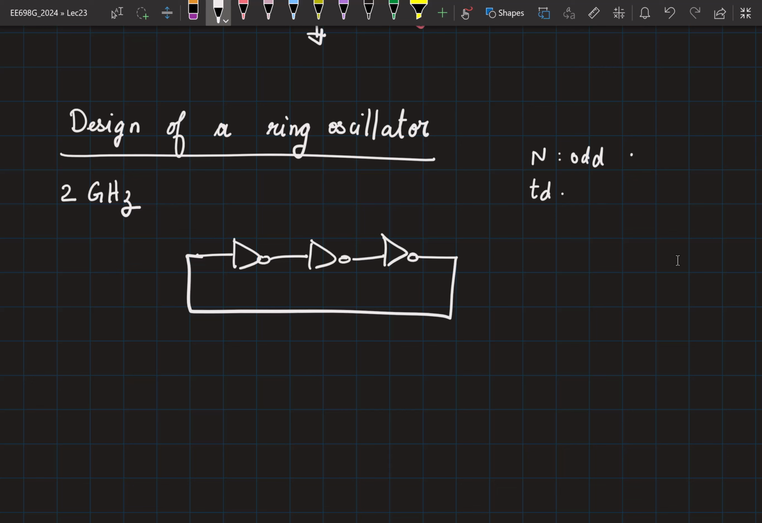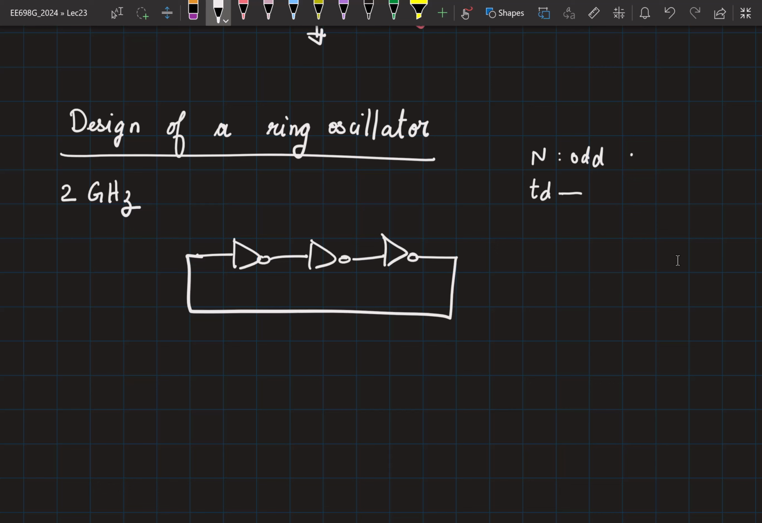Time delay of each inverter. Any other parameter? You need to have step delay on PVT. No, not right now. Let's assume that you have to do it at one. Capacitance to tune. So right now we'll not worry about the tuning part, right? You would do tuning and then try and lock the frequency to something to overcome the PVT issue, among other things, right? So let's not worry about the tuning part.